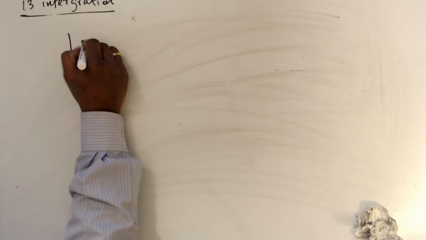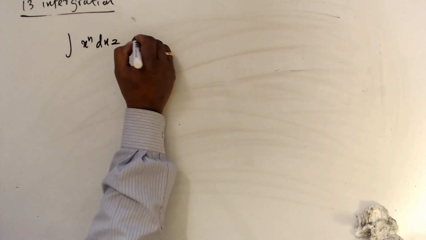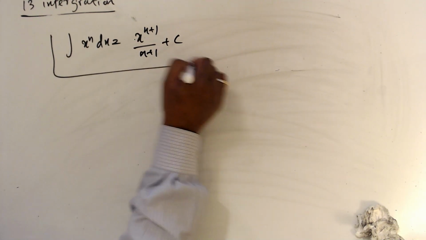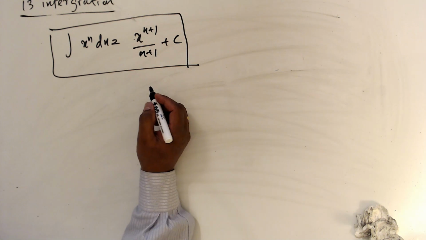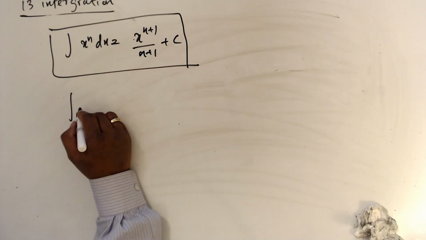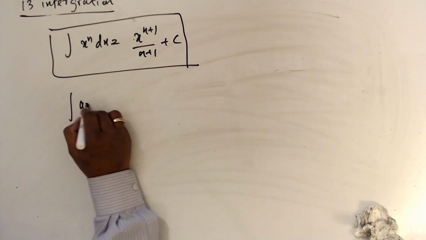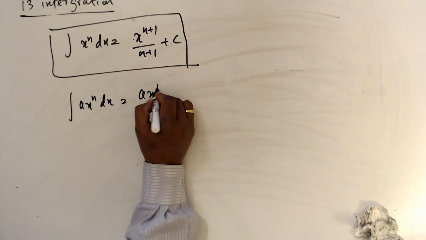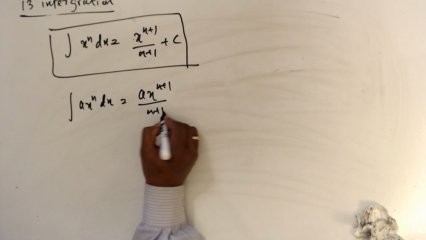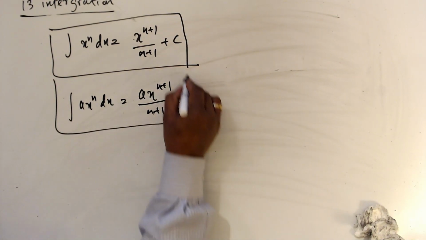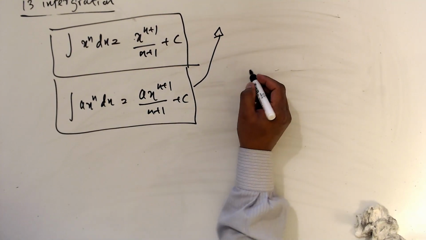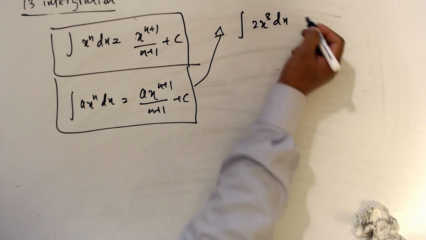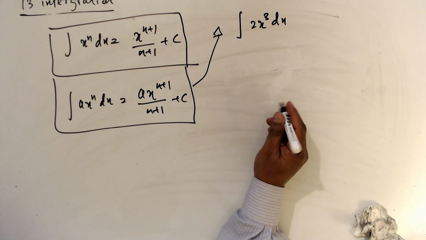Now, you know the general answer for this one: x^(n+1) over n+1, plus c. The other one is, if we have ax^n dx, then the answer is a x^(n+1) over n+1, plus c. So what is this one about? If we have 2x cubed dx, what is the meaning of this one?